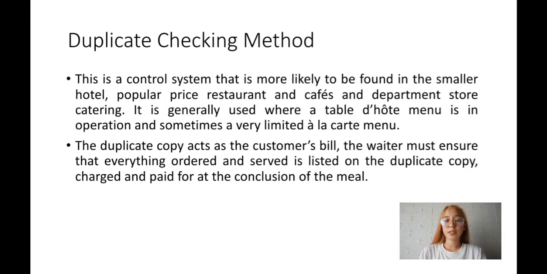Duplicate checking method. So, na-discuss ko naman kanina kung ano ba yung duplicate method. And it consists of 2 copies. Then, usually, nakikita siya sa mga smaller hotels, sa mga popular price restaurant, sa mga department store catering. And it is generally used where a table d'hôte is in operation and sometimes is very limited lang yung a la carte menu nila. Then, yung duplicate method acts as a customer's bill and the waiter must ensure that everything ordered and received is listed on the duplicate copy, charged and paid for at the conclusion of the meal.